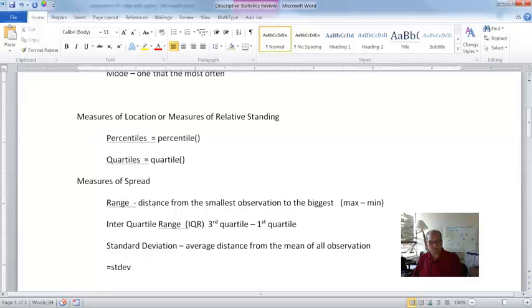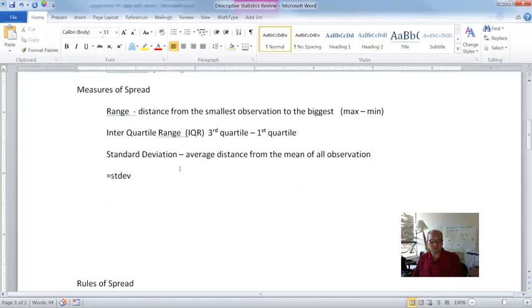So those are measures of spread: range, interquartile range, and standard deviation. The big guy, standard deviation. There's also variance, but variance is just the square of the standard deviation. So really the same thing, and not as interpretable, not as easy to use.